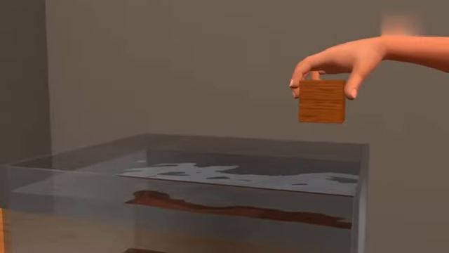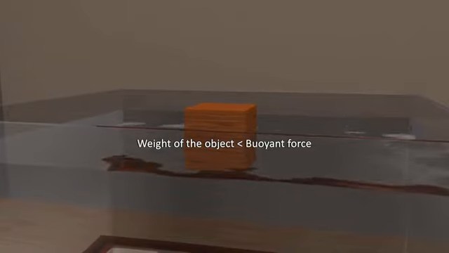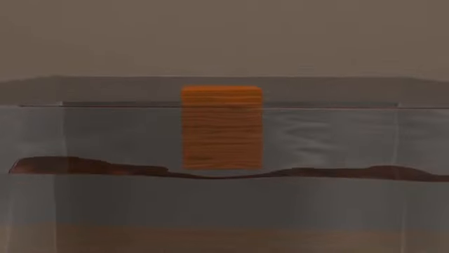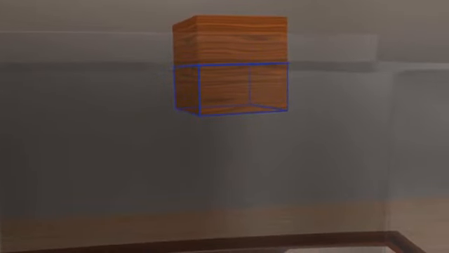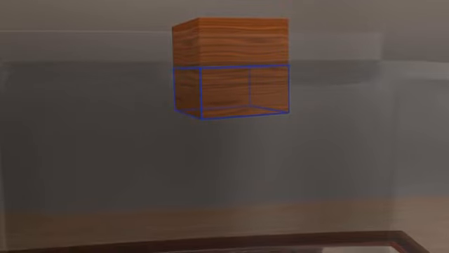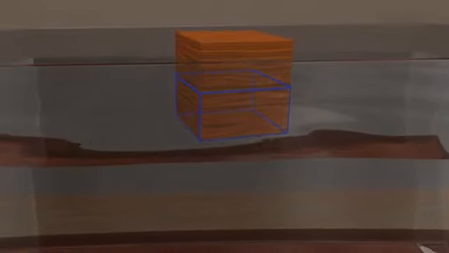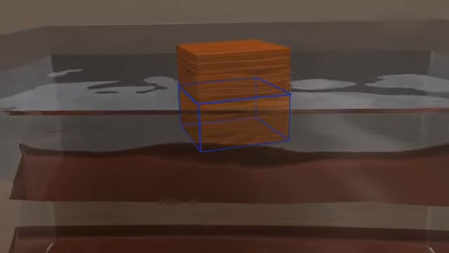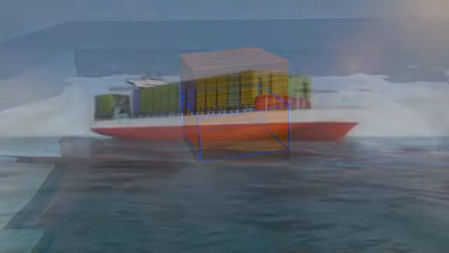The last situation is when the weight of the object is less than the buoyant force. When the weight of the object is less than the buoyant force, which is equal to the weight of the liquid displaced by the object, the net force is upwards, and as a result, the object floats partially above the surface of the liquid. Here, the volume of the displaced liquid is equal to the submerged portion of the object.